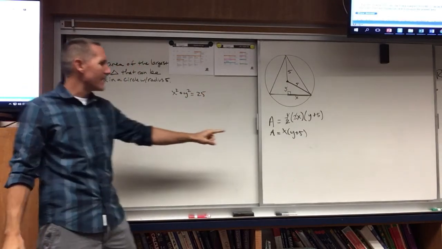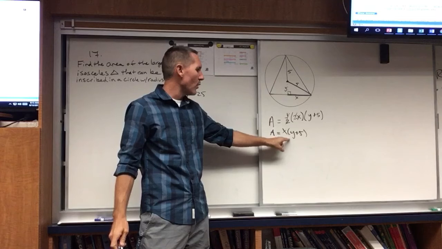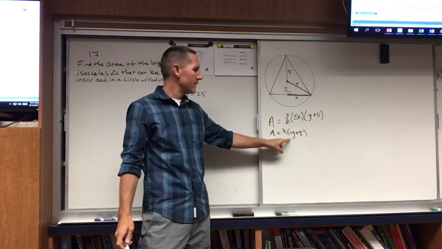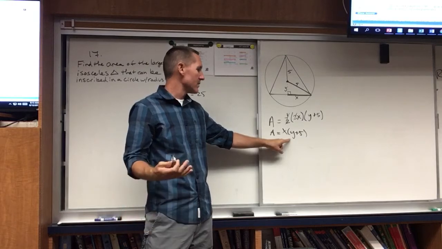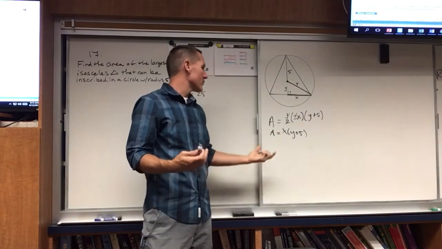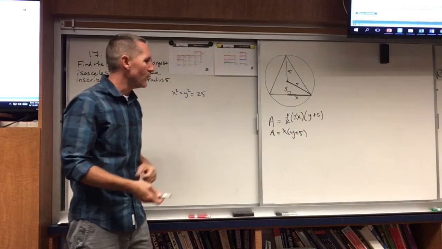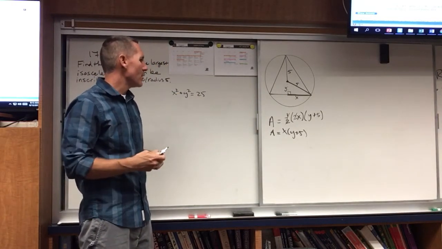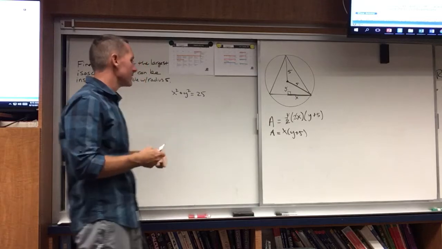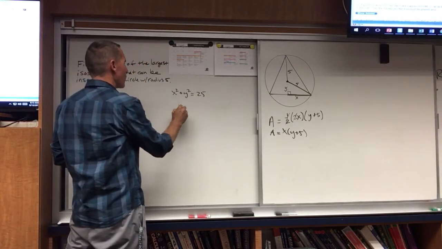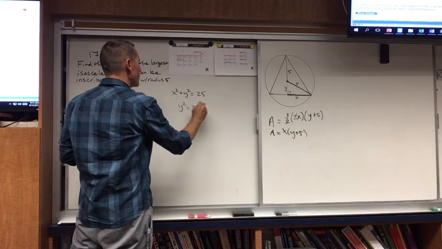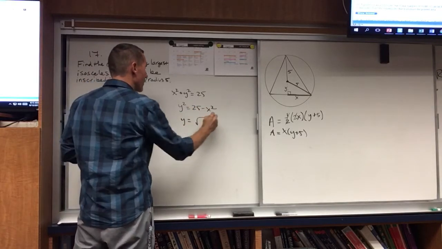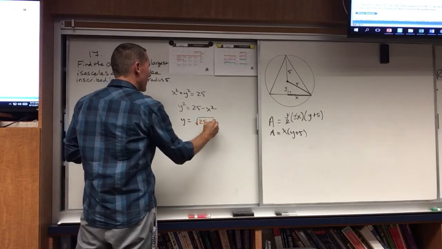And now when I look back at this, I ask myself, what is easier to solve for? There's not really one that is obviously the one you want to solve for. So you can solve for x's in terms of y's or y's in terms of x's. It doesn't really matter. Let me go ahead and solve for y in terms of x's. So I have that y squared equals 25 minus x squared, or y equals plus or minus the square root of 25 minus x squared.